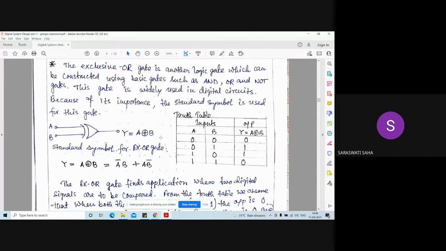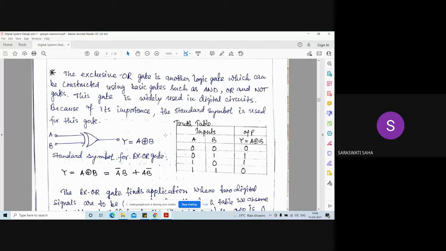So now I am starting today's class. In the last class, yesterday, we discussed the basic logic gates and their truth tables, and the two universal logic gates, NAND and NOR. Do you have any questions from that section?